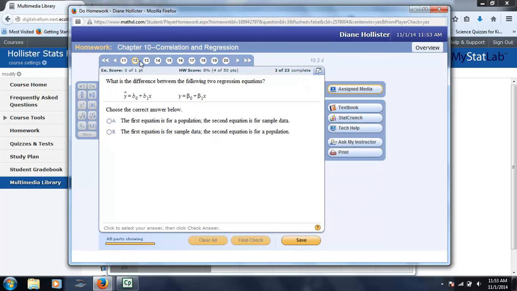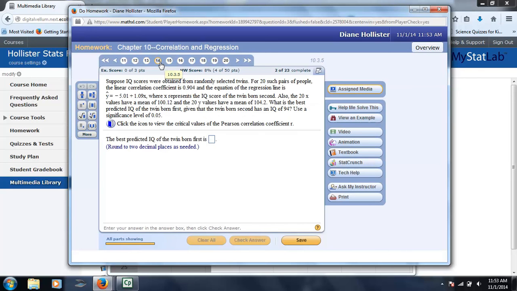Similar type of problem. Here are the regression equations. Again, what's the key difference between these two? Keep in mind that one of them is for a sample and one is for a population. That's why we have different notations. Remember, anytime you see something with a little hat, that indicates the sample data.